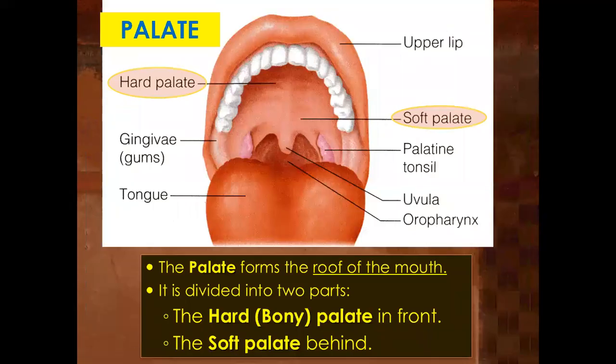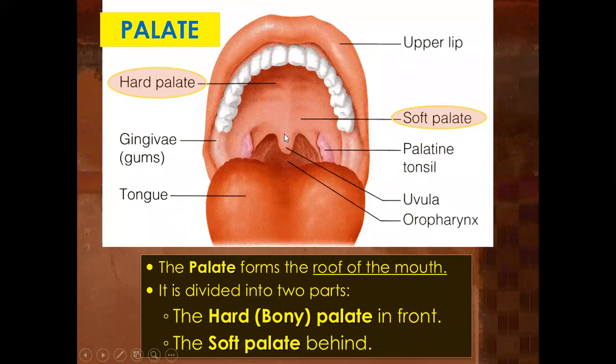Now coming to the palate, the roof. The roof is formed by the palate, as we saw. The palate forms the roof of the mouth. It is divided into two parts, the hard palate and the soft palate. What do you mean by hard palate? What do you mean by soft palate? The hard palate is the bony palate, which is made up of bones.